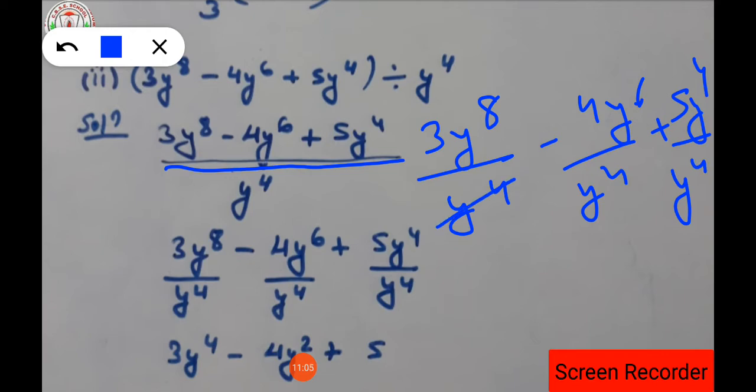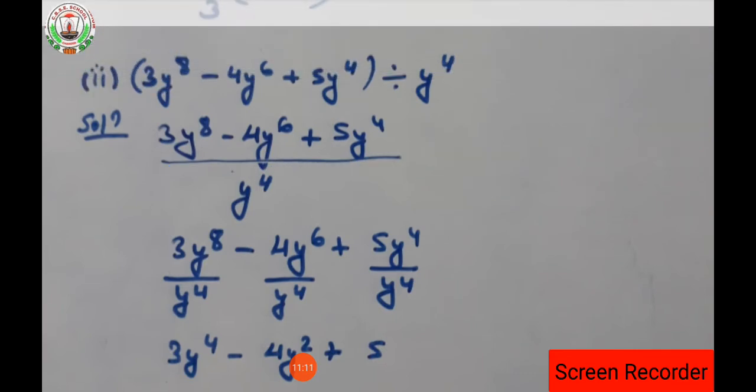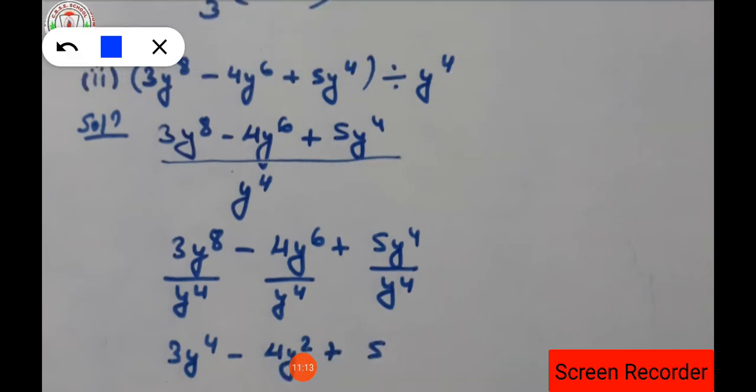Now here y to the power 8 minus 4 will be y to the power 4 itself, isn't it? So what is the answer left out over there? When it gets cancelled, y to the power 8 minus 4 will be y to the power 4 itself. So 3 and denominator 1 is there, so it will be 3y to the power 4. Clear?